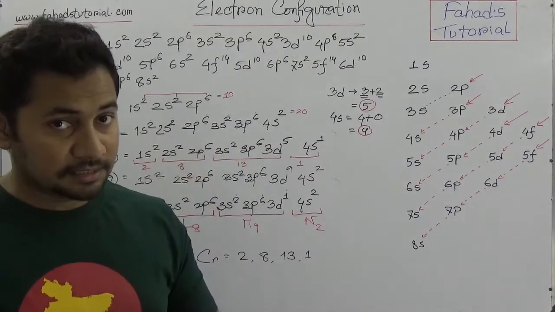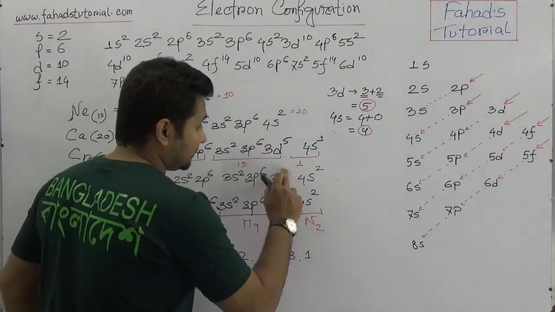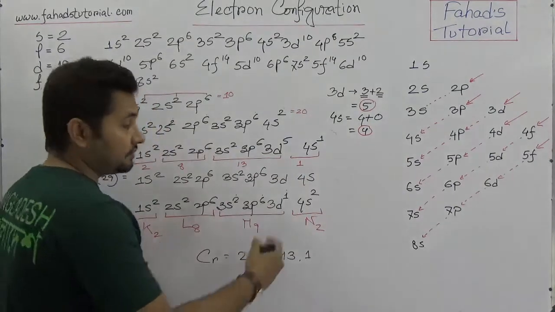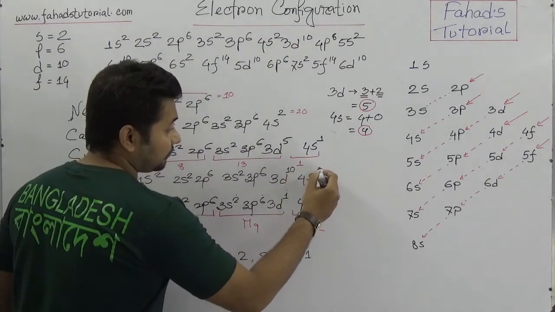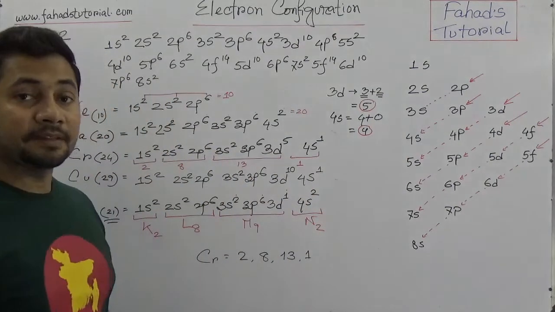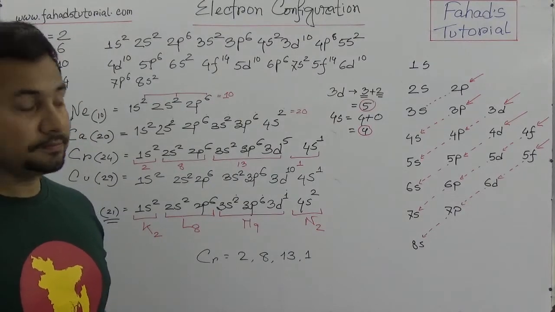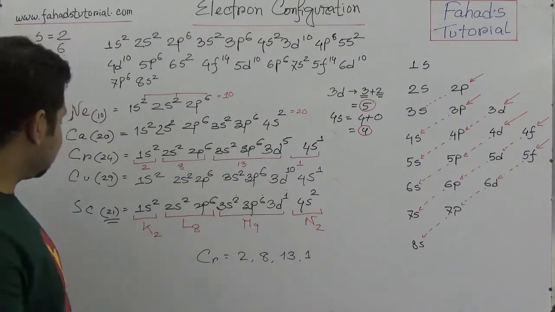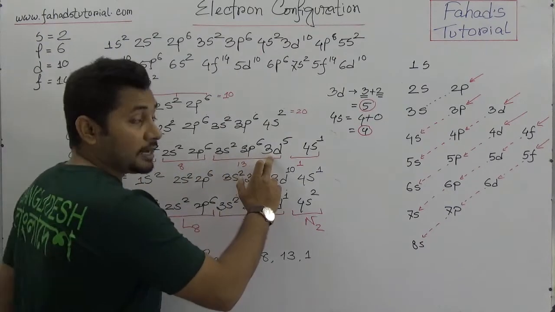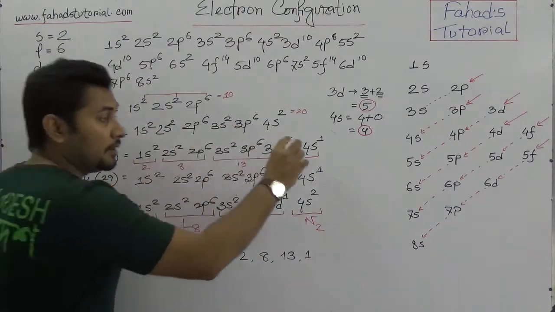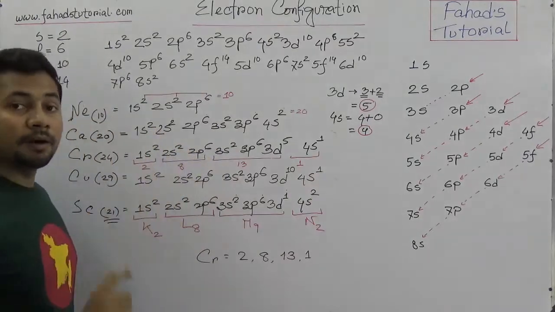So for stability, what will it do? What will the electron configuration be here? 3d would be 10 and 4s would be 1. That is very, very important. So 3d would be 10 in the case of copper and 3d would be 5 in the case of chromium, and in both cases 4s would be 1.